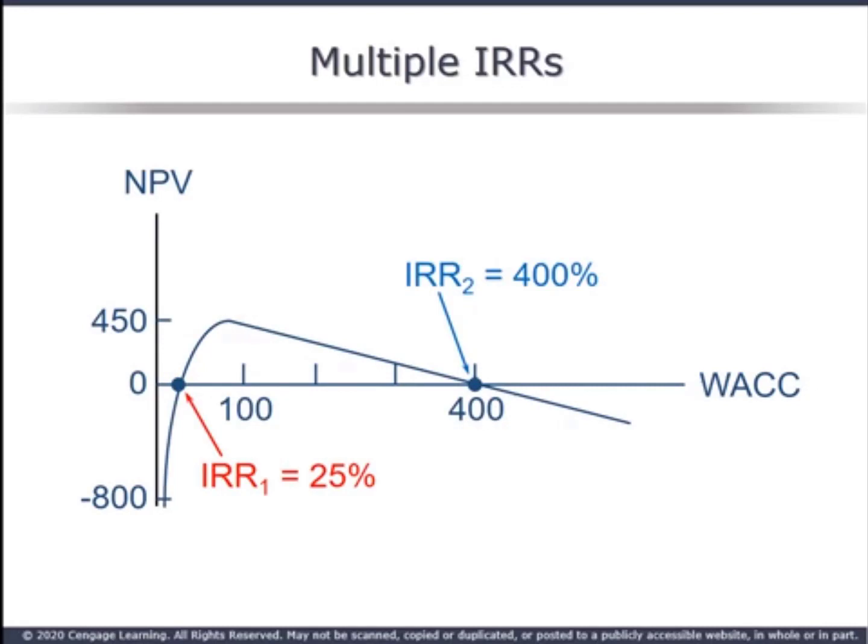At very low discount rates, the present value of cash flow 2 is large and negative, so the NPV is negative. At very high discount rates, the present value of both cash flow 1 and 2 are low, so CF0 dominates. Again, NPV is negative. In between, the discount rate hits CF2 harder than CF1, so the NPV is positive. Result, 2 IRRs, 25% and 400%. 25% is possible. 400% is clearly not.